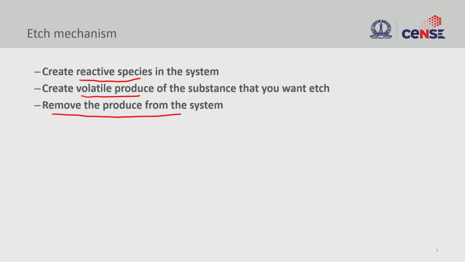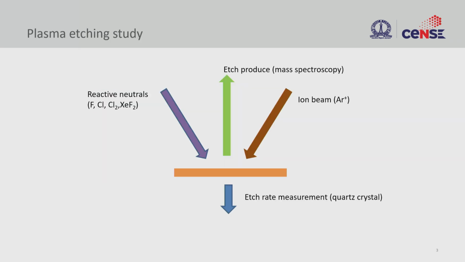You need to have reactive species, and these reactive species should be able to create volatile products when they react with the substrate, and then these volatile products should be removed out of the system.